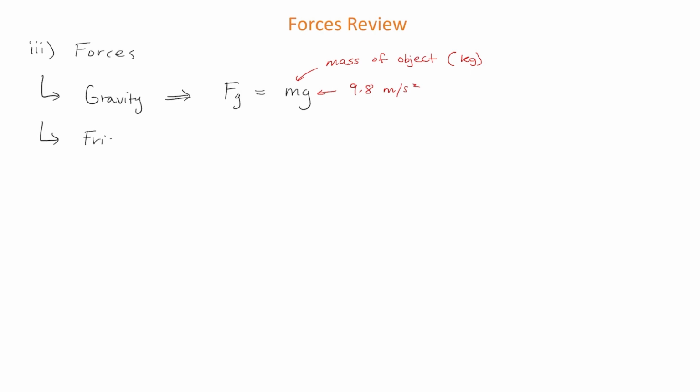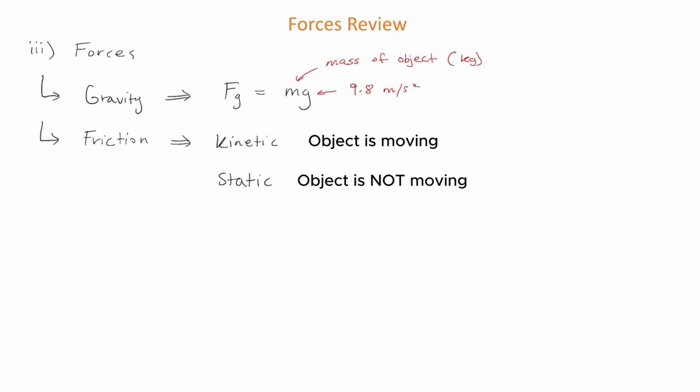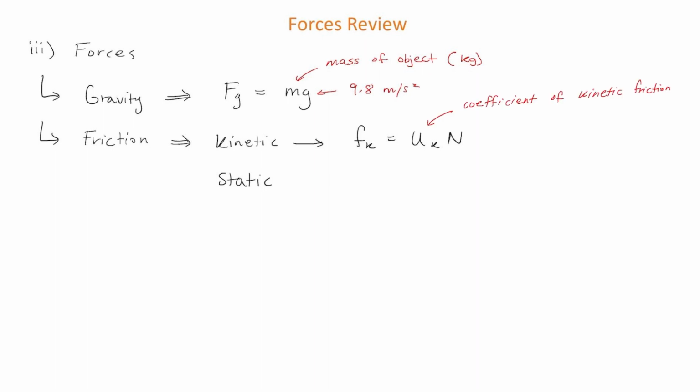Next, we were introduced to friction. And now there's two types of friction, kinetic friction and static friction. Kinetic friction is friction between an object and a surface when the object is moving. Static friction is friction between an object and a surface, but you would solve for static friction if the object is not moving. So kinetic friction can be solved using this equation, which says that the kinetic friction is equal to mu k times n, where mu k is the coefficient of kinetic friction, and n is the normal force.